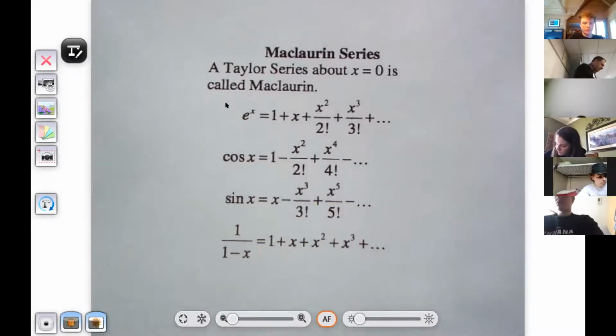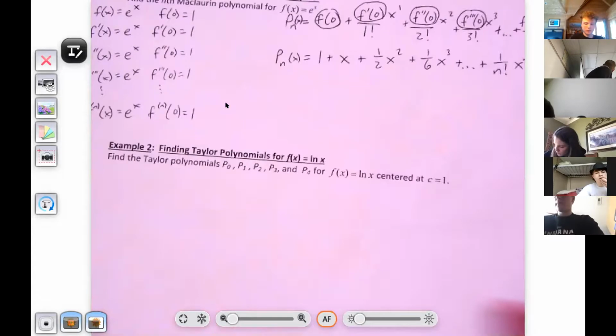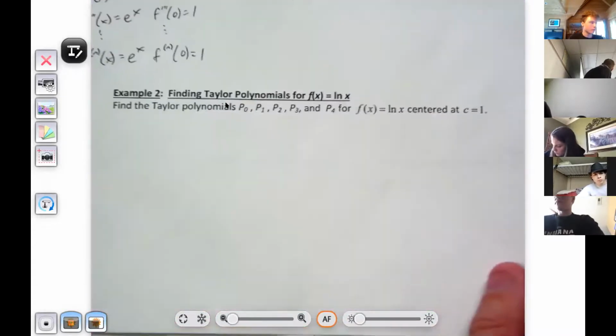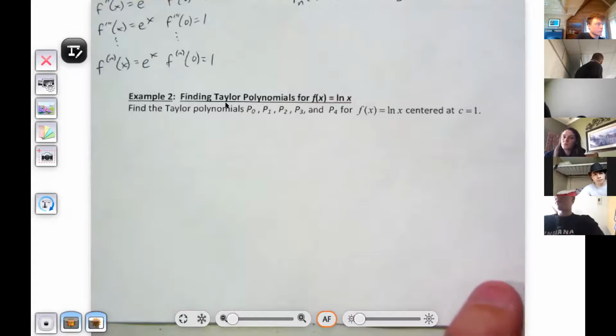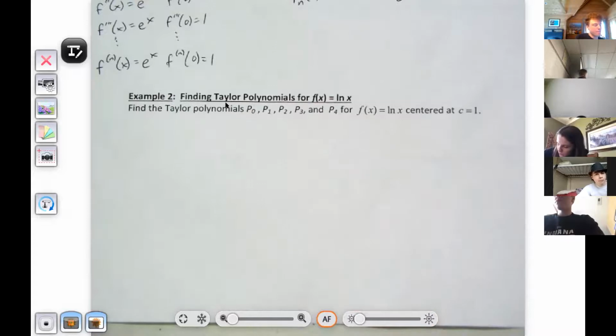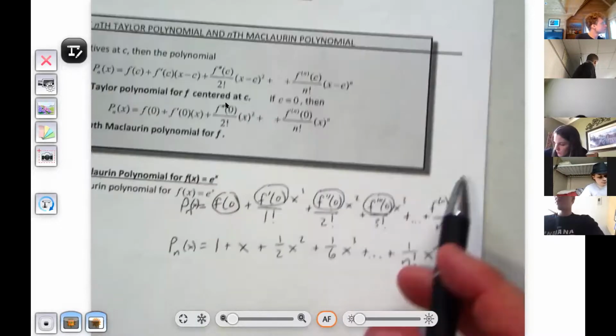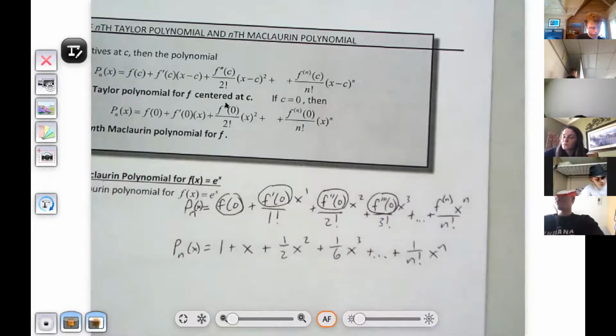All right, back to the notes. So this one says we're dealing with natural log of x. Find the Taylor polynomials. Notice they say Taylor now because we're going to center at c equals 1. It doesn't make anything that much harder. All it does, in that formula where we had x to the first and x to the second, is now we have x minus 1 to the first, x minus 1 to the second, x minus 1 to the third. So we're basically shifting everything to the right 1 unit. So it makes things not as fun.